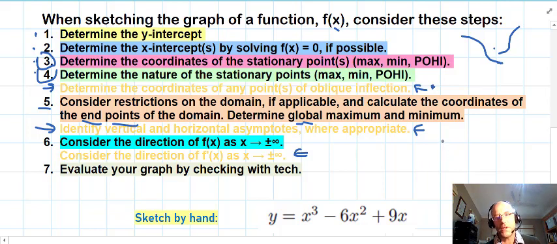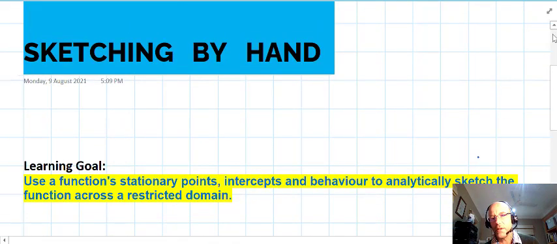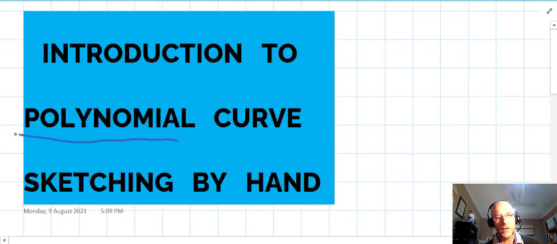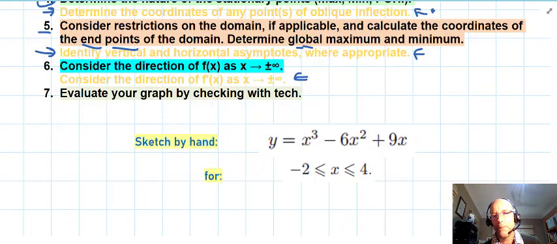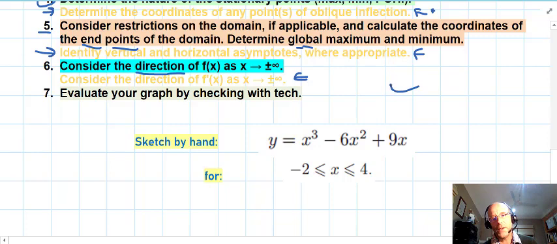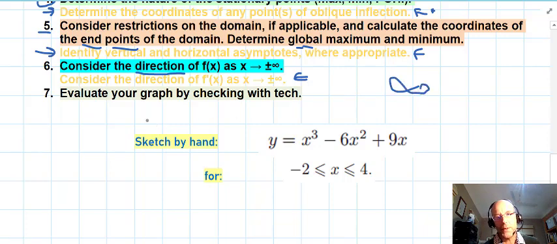They have discontinuities. Now, we're doing polynomials, so we don't have to worry about discontinuities because polynomials are continuous. And after the global max and global min, we consider the direction of f of x, or the behavior. You could replace this word with the behavior of the function as x approaches positive and then negative infinity. So at each end, what's it doing? When we're talking about infinity, we mean as we get to really big positive and really big negative numbers.